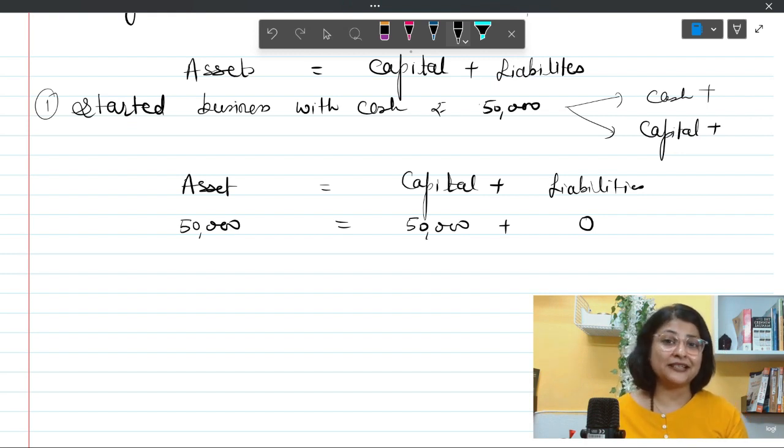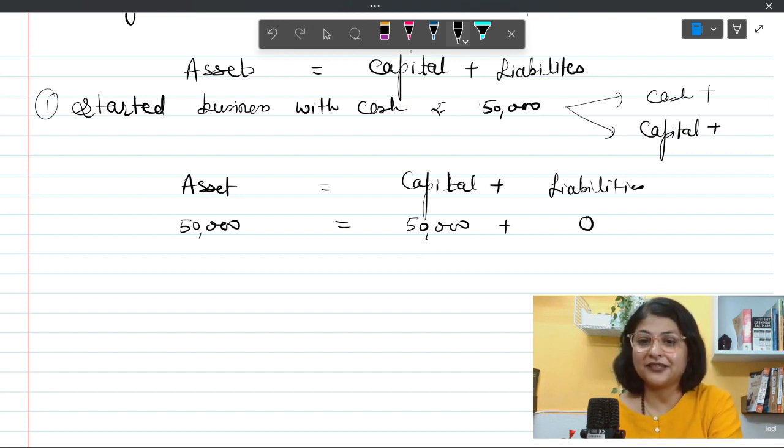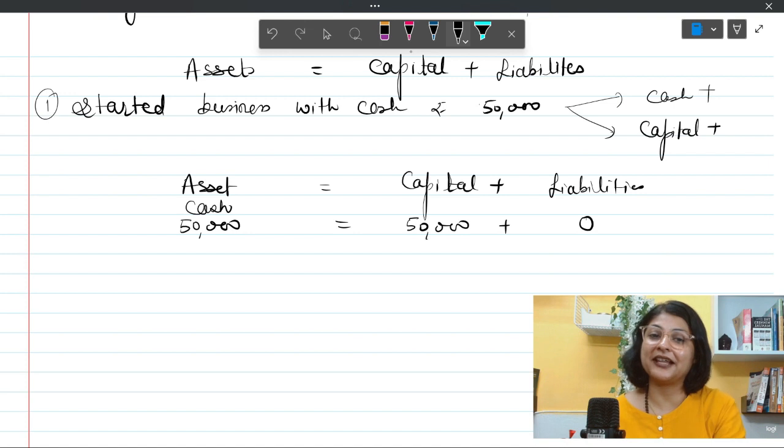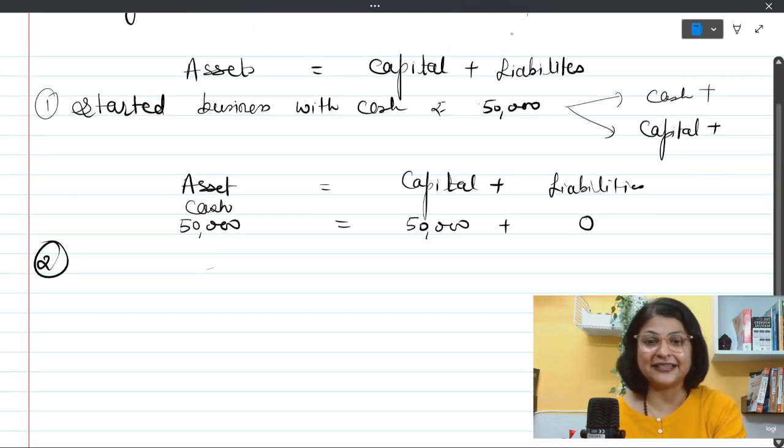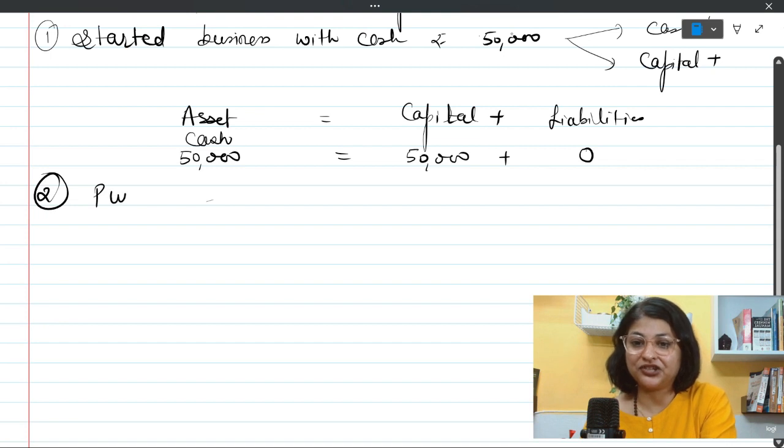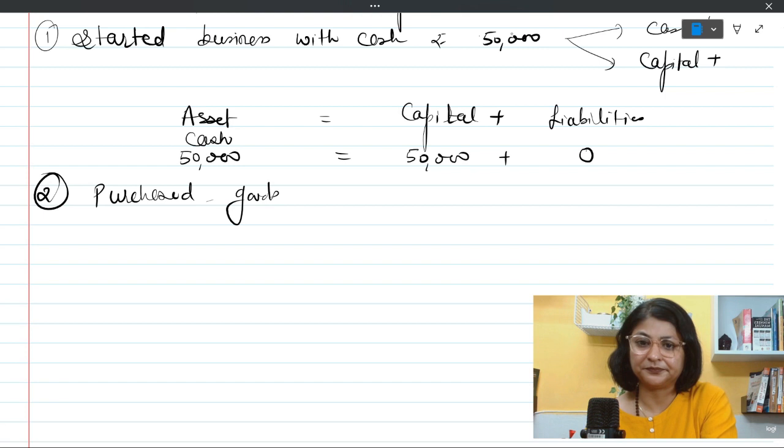Now in the coming transactions, we will also see that assets are further classified, so are the liabilities. Like over here, in place of writing assets plainly, I can write cash because the cash is coming into the business. I hope students you are getting it. Now let's see one more transaction to understand this. Let's say we purchased goods for cash, rupees 5,000. So when you purchase goods for cash, what is happening?